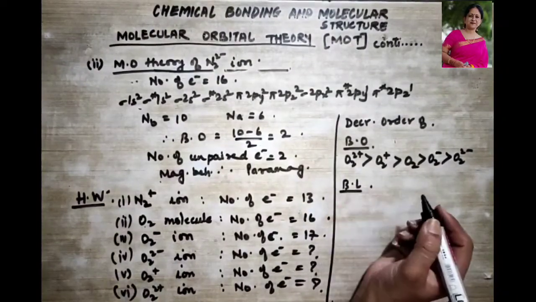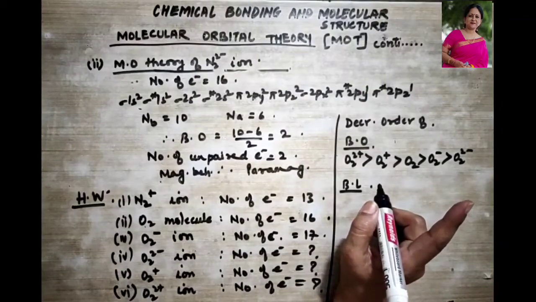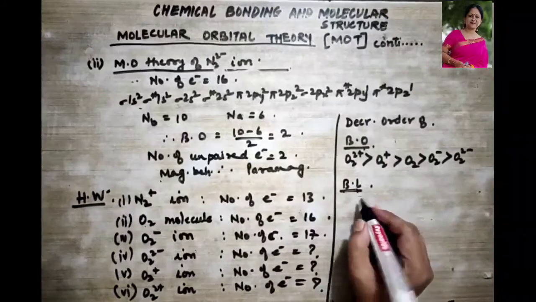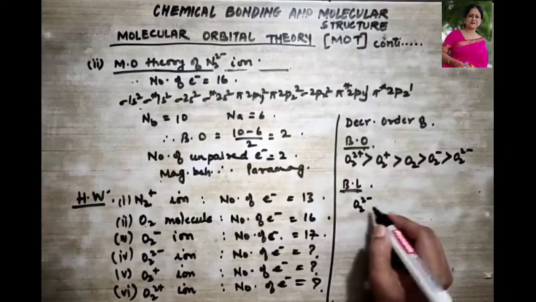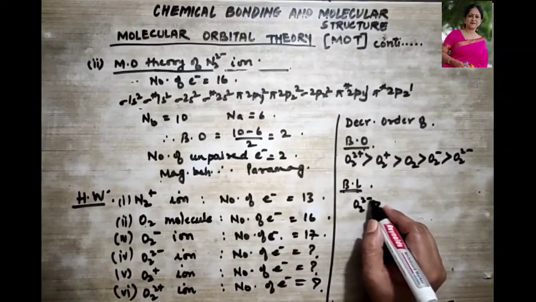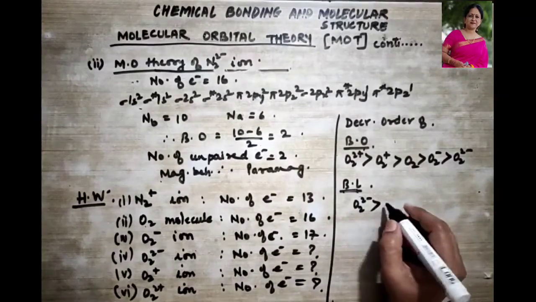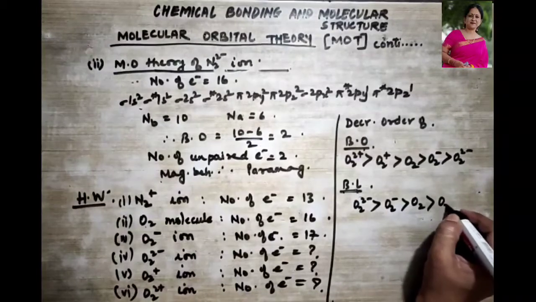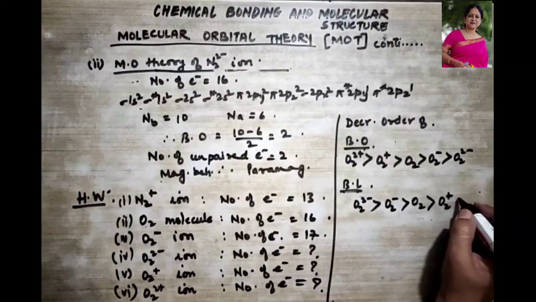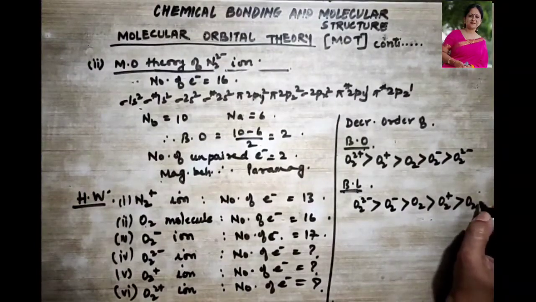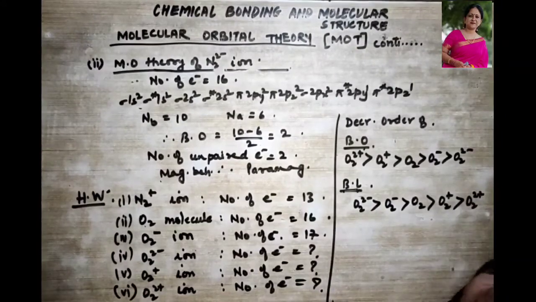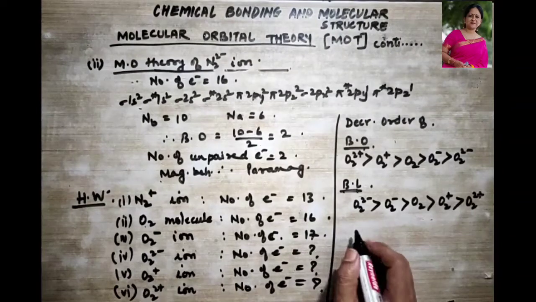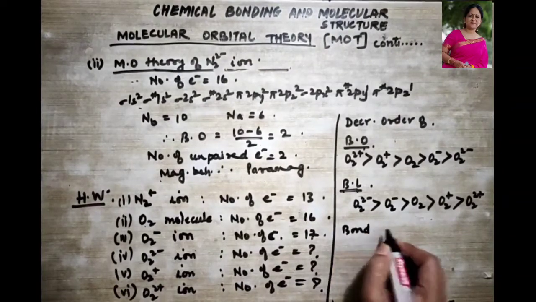Then let's see the bond length. What did I tell you? That bond order is inversely proportional to bond length. So let's see, the bond length of O2 2- will be more than that of O2-, than that of the molecule, than that of the O2+ ion, and the least will be that of the O2 2+ ion.